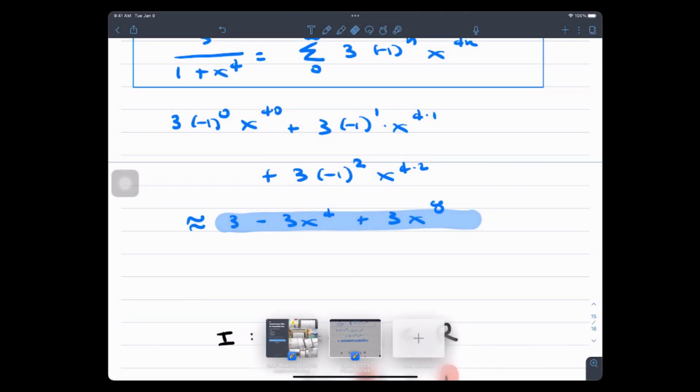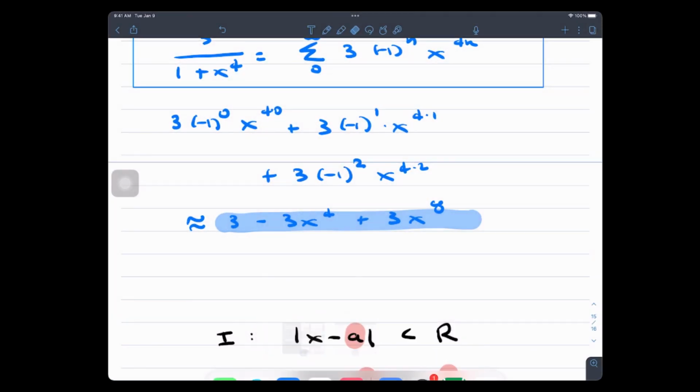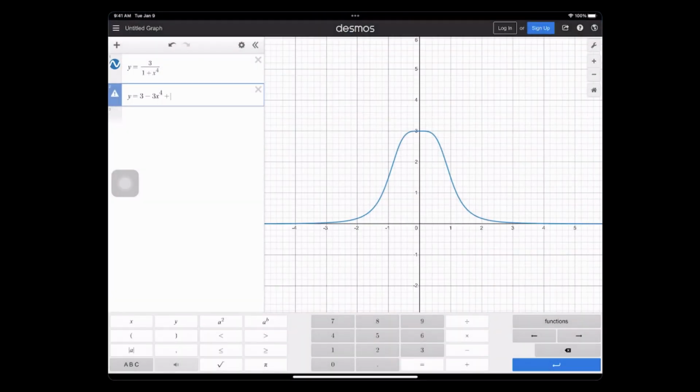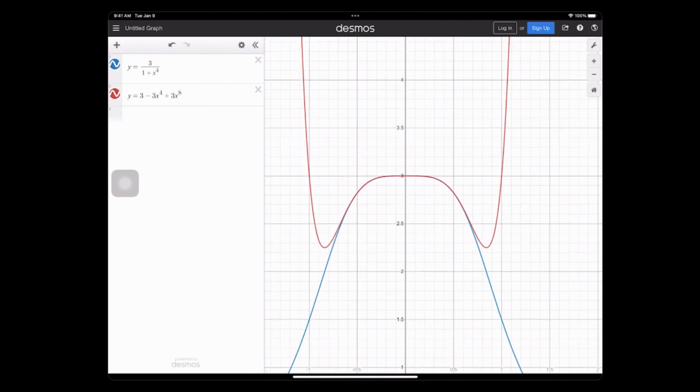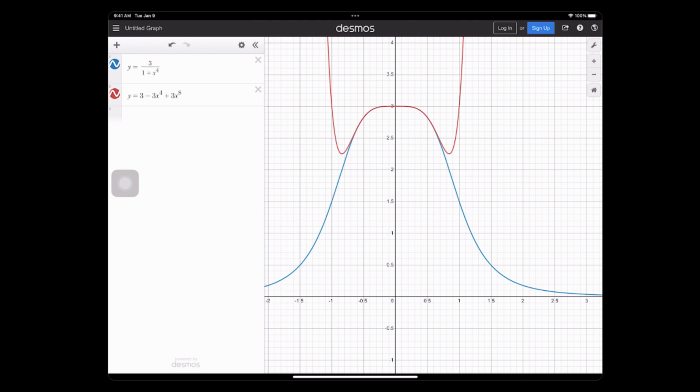Right, what was that? Plus 3x to the 8th. Okay, and we got to change that color. Let's make that one red, that's fine. The point I'm making is the blue curve around 0 is modeled by the polynomial there: y equals 3 minus 3x to the fourth plus 3x to the 8th. Around what? Around that 0.